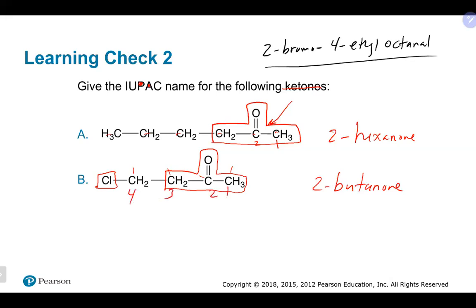And then that would be 4 chloro. I'll try to squeeze it in there, 2 butanone. Any questions on those two?